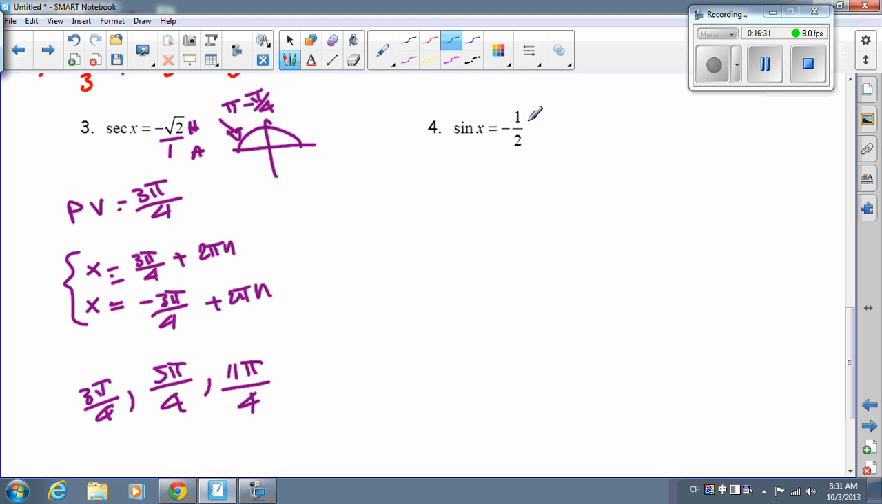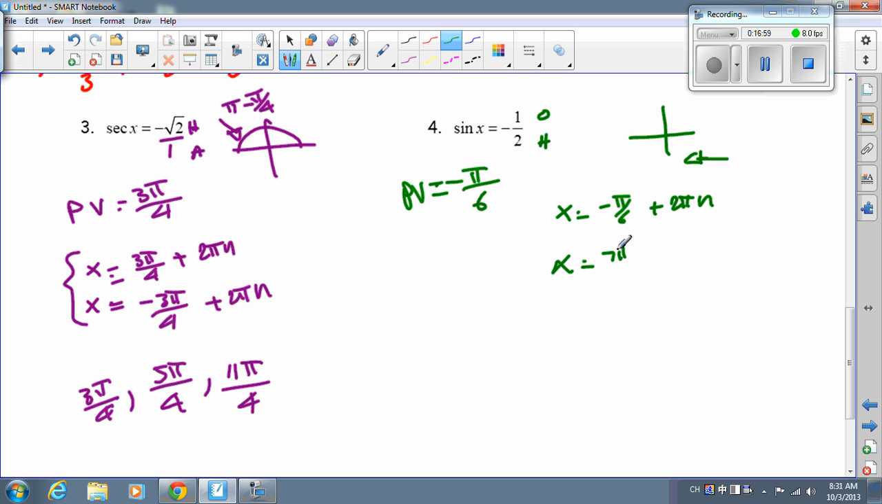This is the sine, therefore the opposite is 1, and the hypotenuse is 2. Sine is the belly, located in the fourth quadrant since it's negative. The angle will be opposite 1, negative pi over 6 is my PV. Now, because it's sine, I know that one of them is negative pi over 6. The other one, I need to take it away from pi. So I will say x is equal to negative pi over 6 plus 2 pi n. And the second one will be x equal 7 pi over 6 because I do pi minus pi over 6 plus 2 pi n. That's my general solution.